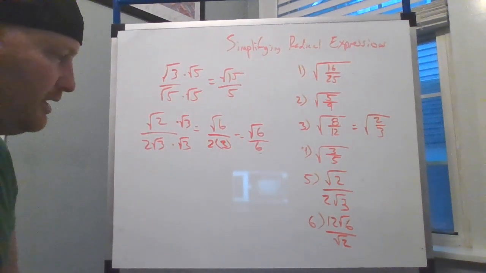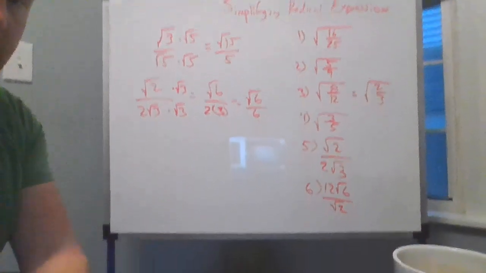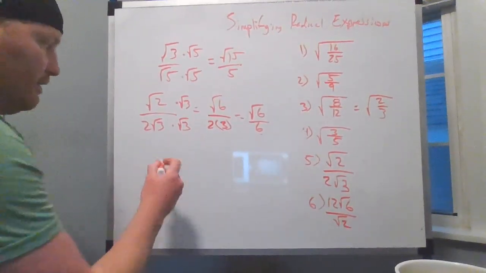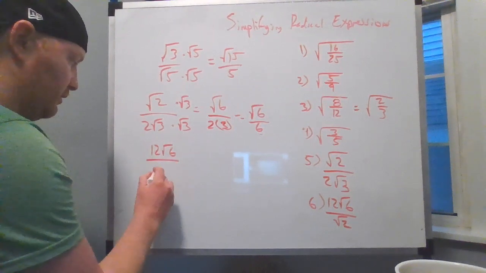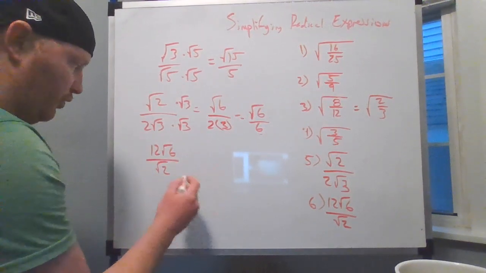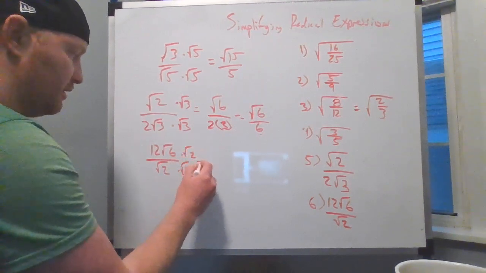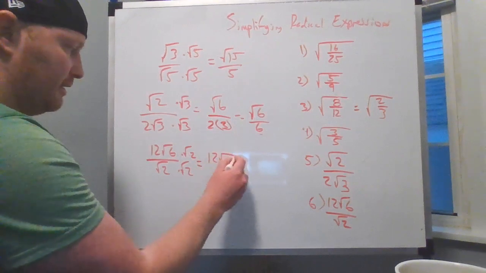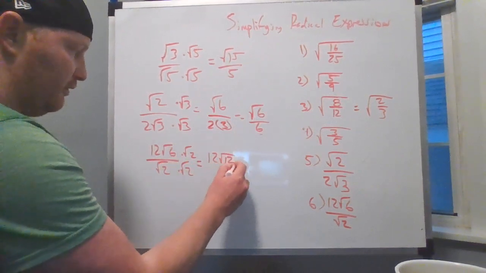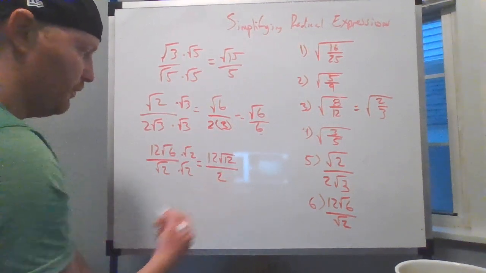And then number 6 will get interesting. So let's do that one right beneath it, I think. We'll have enough room there. So we're going to have 12 radical 6 all over radical 2. Remember the rule, you cannot have a radical in the denominator. So I multiply that out on top and bottom. I'm left with this 12 stays outside. Under the radical is just 12 all over. Well, radical 2 times radical 2 is 2.